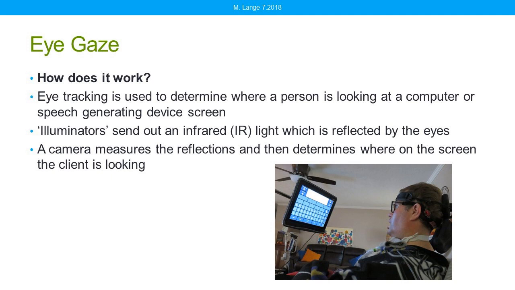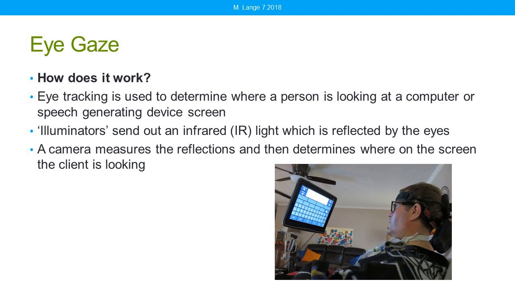Now, eye gaze technologies have been around really for quite a bit of time, but they've advanced tremendously. A lot of the clients I worked with in the past who could not successfully use eye gaze can now because the technologies have improved so much. Specifically, the client doesn't have to keep their head as still as was required in the past. These cameras are sophisticated enough to still accurately measure where the eyes are looking.